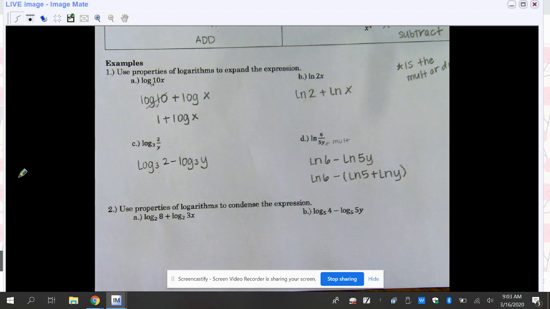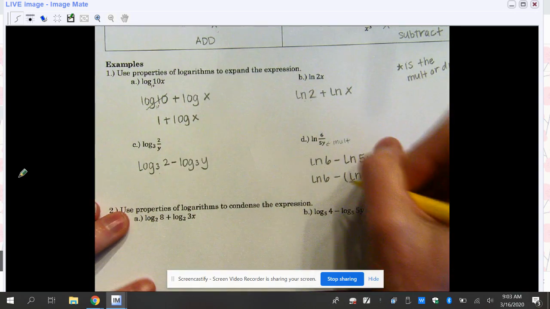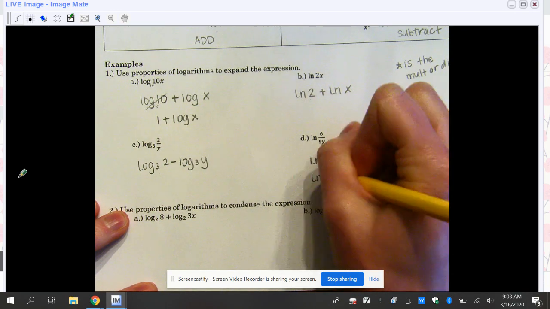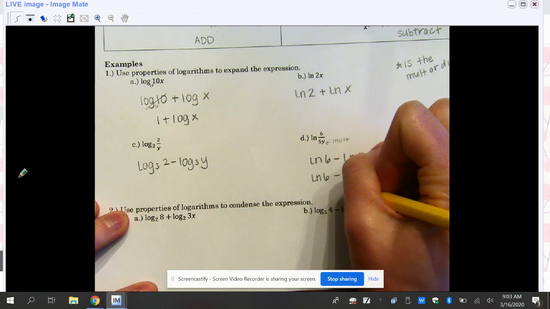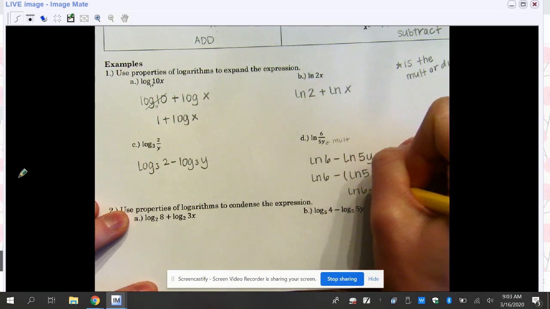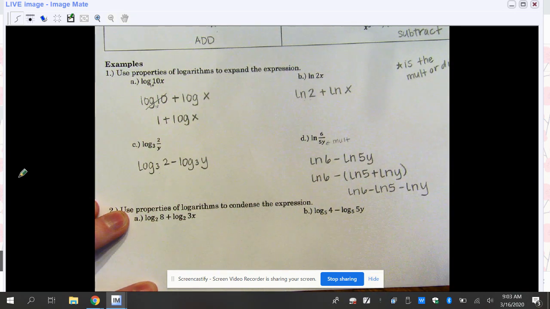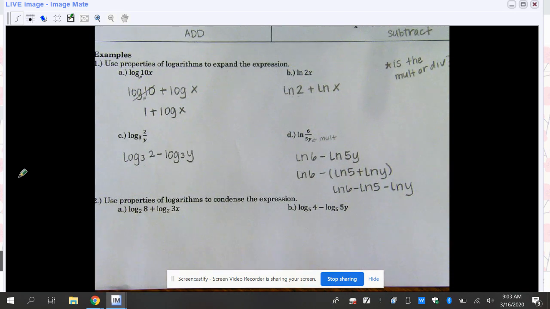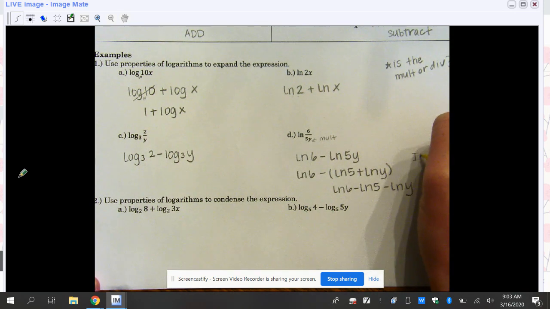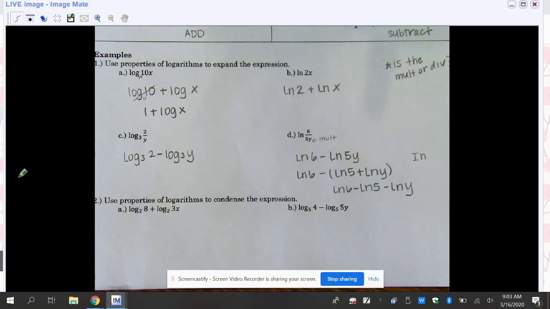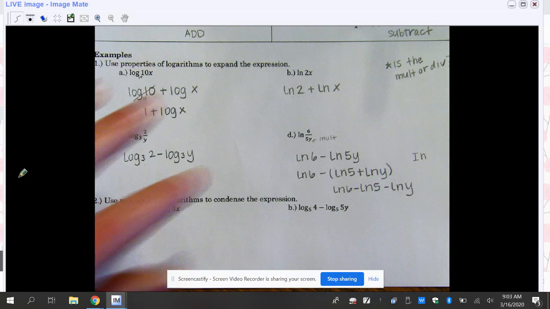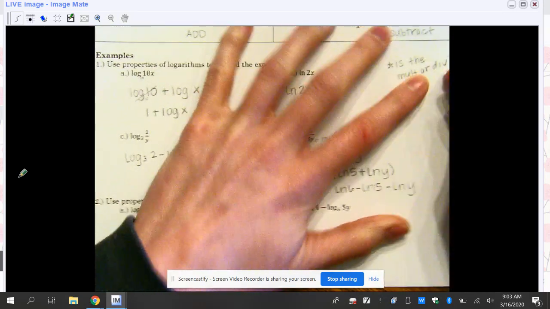So I'm subtracting that entire quantity. And so now that final answer, if I want to distribute that negative through, would be the natural log of 6 minus the natural log of 5 minus the natural log of y. Okay, now keep in mind this, when you're writing the natural log, I don't know why, every year people write it I-N. It's not an I, it's an L, natural log. Don't write an I either. Okay.